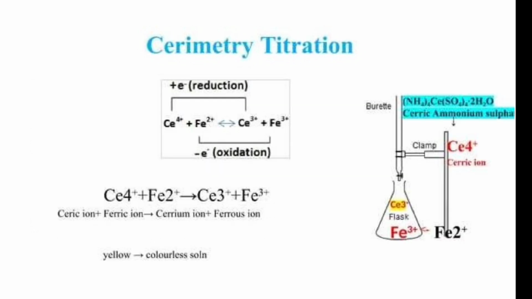In cerimetry titration, Ce4 plus is converted into Ce3 plus, and Fe2 plus is converted into Fe3 plus. Oxidation and reduction are carried out. In a flask we take Fe2 plus, and in the burette we take ceric ammonium sulfate, (NH4)4Ce(SO4)4·2H2O. The color changes from yellow to a colorless solution.